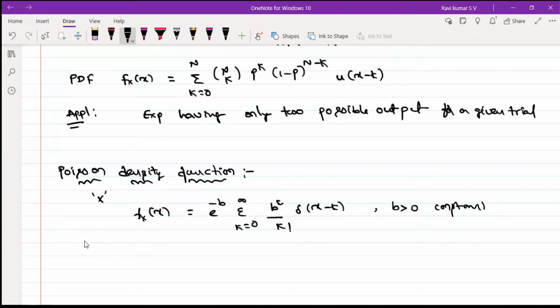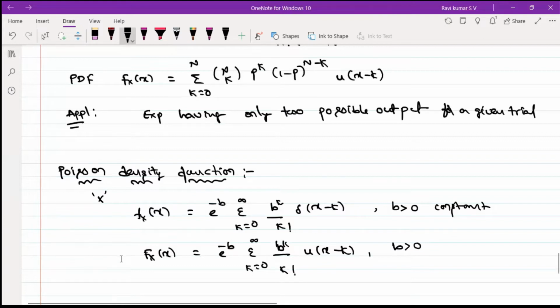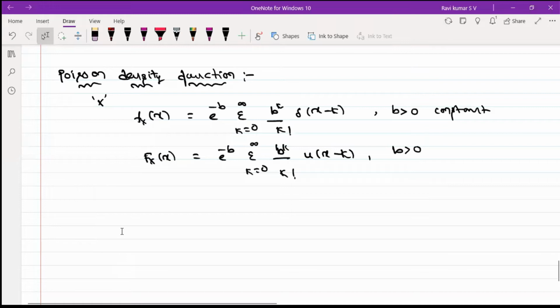It is a constant. So this is the density function, and now I'm taking the distribution function: F_X(x) = e^(−b) sum from k = 0 to infinity of b^k / k! u(x − k), and again b is greater than 0. It is represented as the Poisson distribution function. So the two distribution and density functions are taken here, and we have multiple applications where you can apply the Poisson density function. Here I'm taking one simple example, a customer care center.